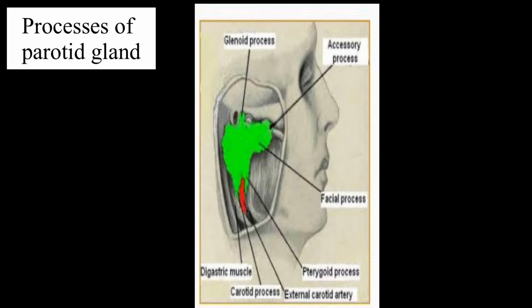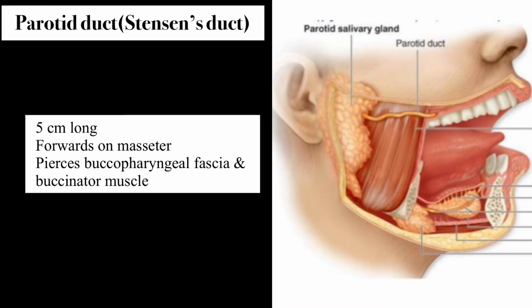forms the post-styloid process. The parotid duct, which is also known as Stenson's duct, is about 5 cm in length and 3 mm in width. It is formed within the gland by the union of two vertical ducts. The duct finally emerges at the anterior border of the gland and passes forward on the masseter muscle between the upper and the lower buccal nerves.